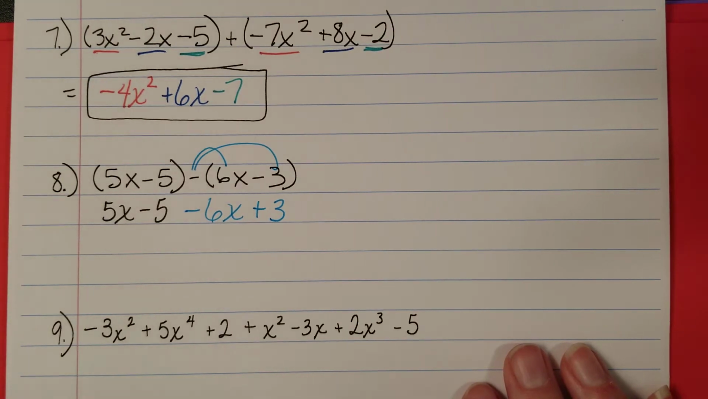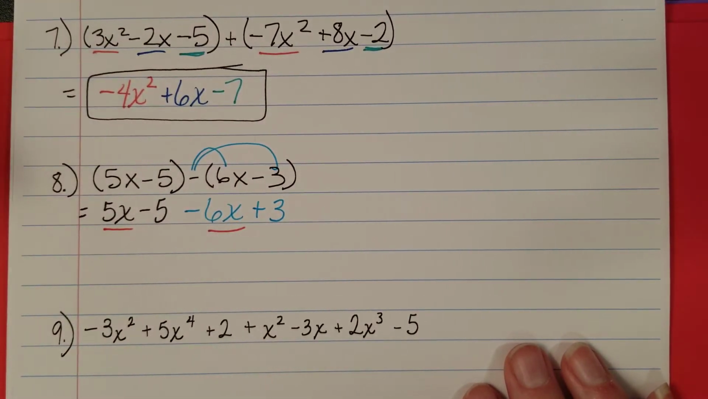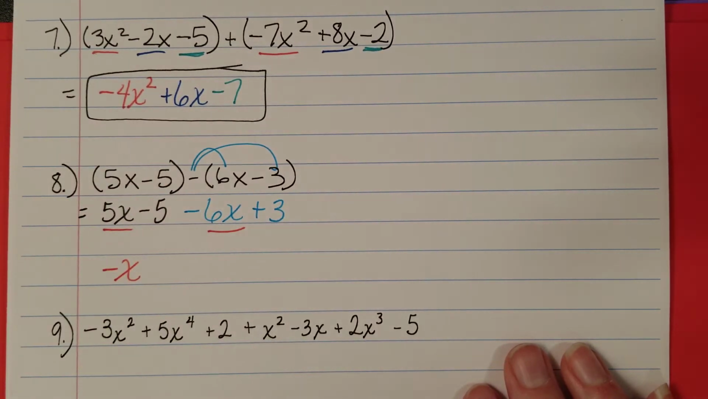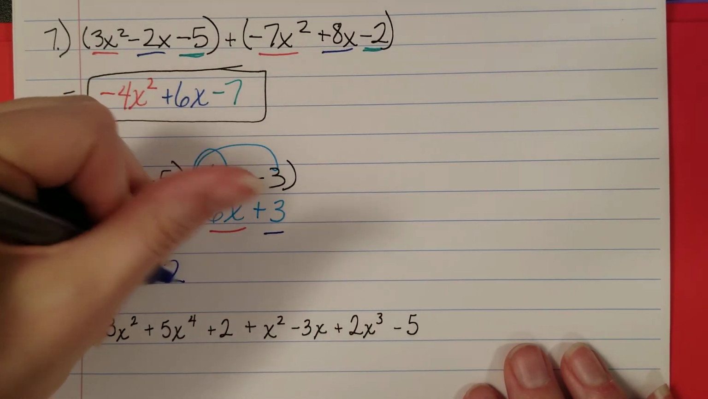And then I can just proceed to combine the like terms. So 5x minus 6x, so that would be negative 1x, or in other words, just negative x. Then negative 5 plus 3 is negative 2.